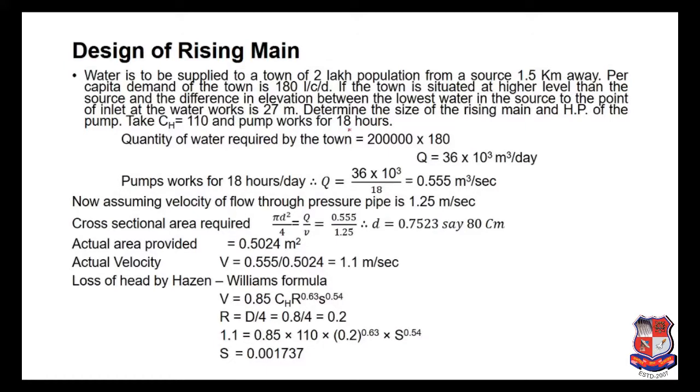Take CH 110 and pump works for 18 hours. So let's first understand what is given to us. First, population is given, which is 2 lakh. Then from source to our city situated at 1.5 kilometer away. So the length of transmission main or rising main is 1.5 kilometer. Per capita demand is 180. And next important thing given is the difference in elevation between lowest water in the source to the point of inlet at the waterworks is 27 meter.